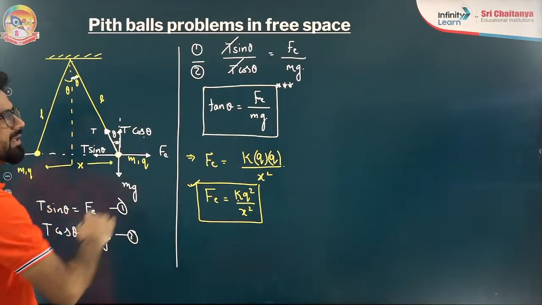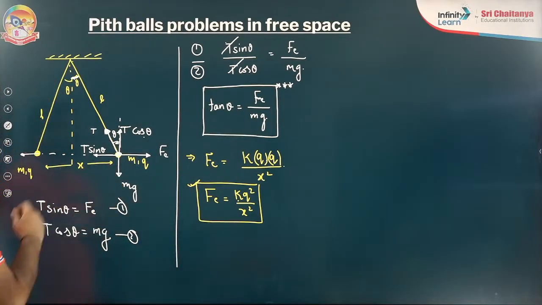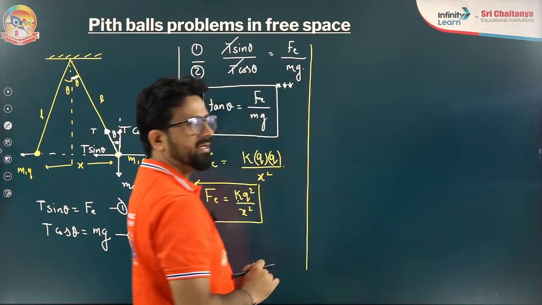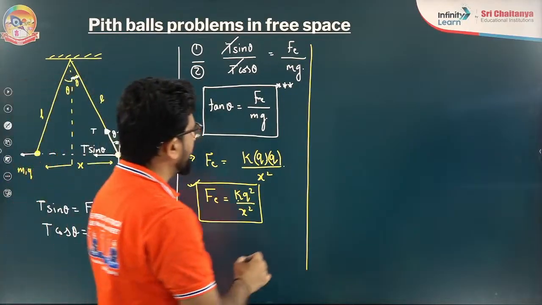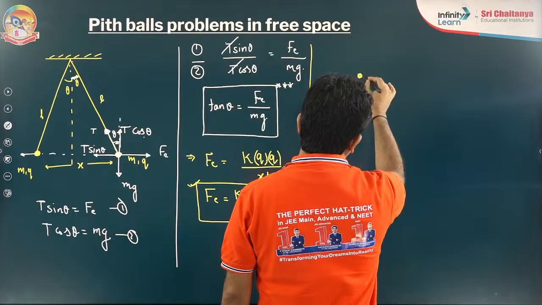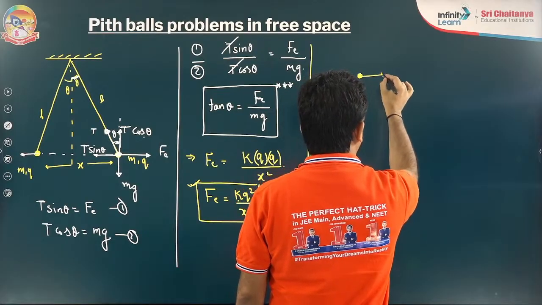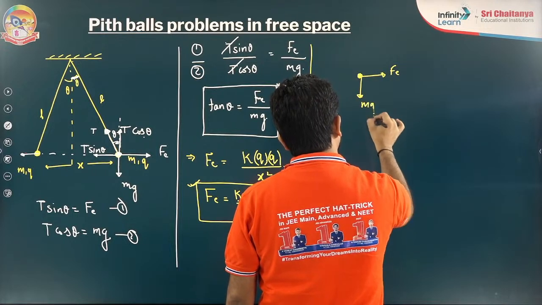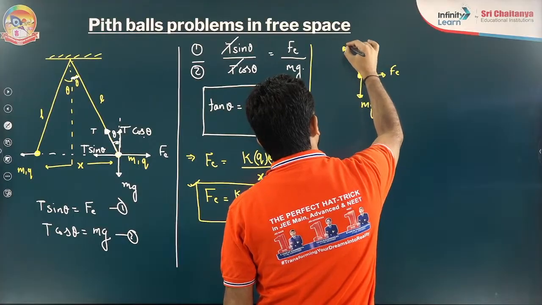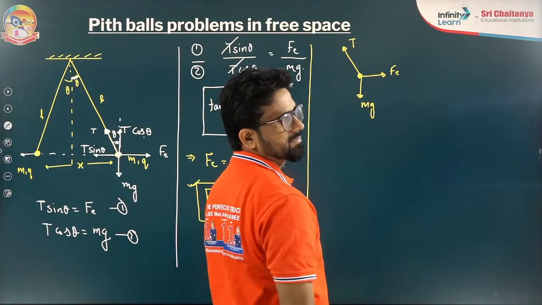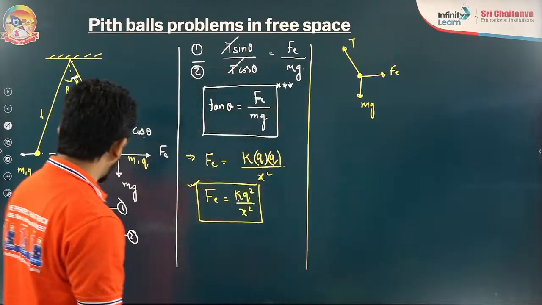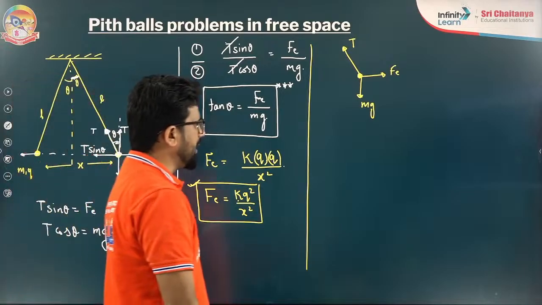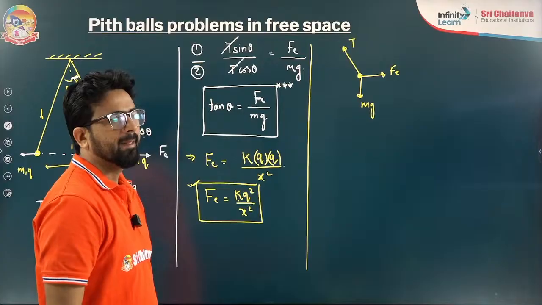Now try to understand it. This is the Fe. Mg we already know. So if I want to calculate the tension, the second question comes to you. What is the tension in this string? Definitely you can answer it. This is the pith ball. There the horizontal force is Fe, the vertically downward force is mg, and there is one force here that we call tension. And we already know that T sin theta is equal to Fe, T cos theta is equal to mg. Now I am telling you a very important concept.